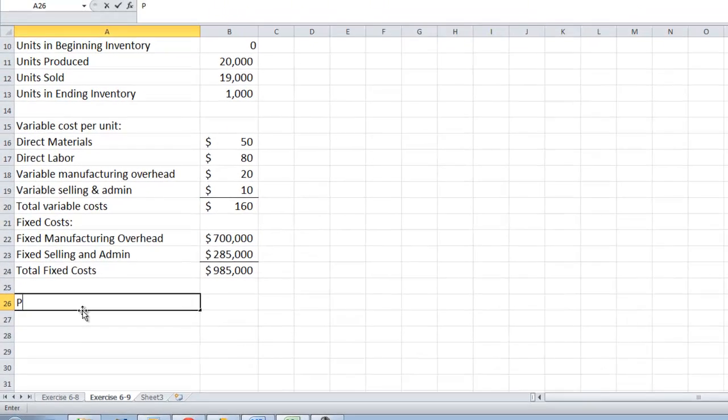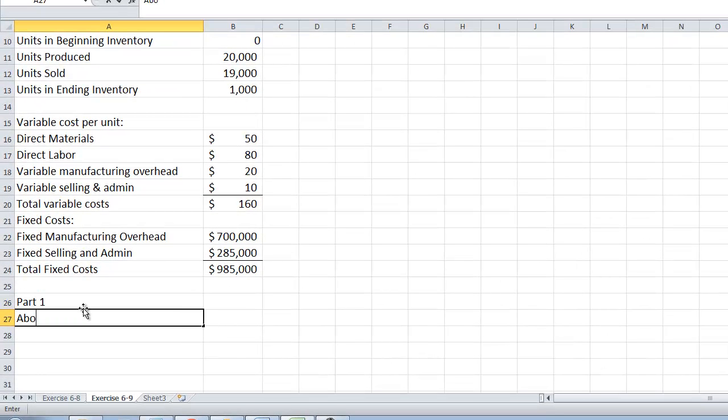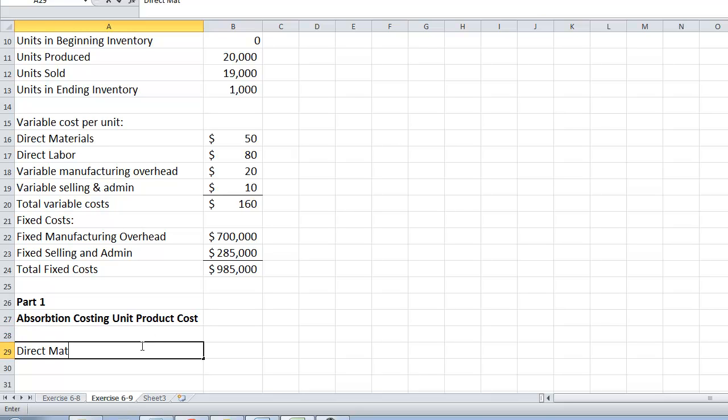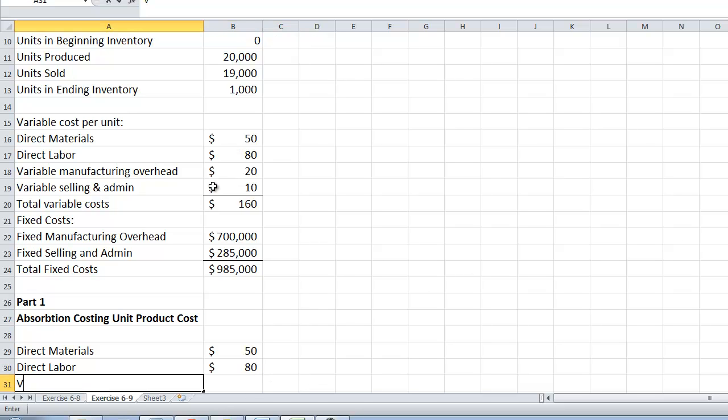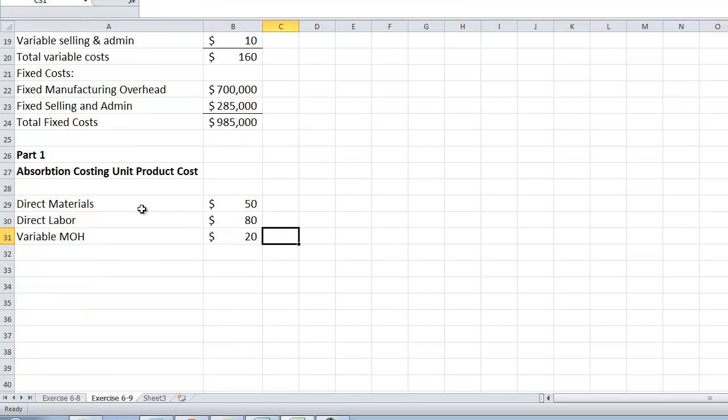Alright, so part 1. Now we're going to calculate the absorption costing unit product cost. So in absorption costing, we include direct materials, which equals $50. We include the direct labor, which equals $80. We include the variable manufacturing overhead, which is $20. We don't include the variable selling expenses, but we do include the fixed manufacturing overhead.